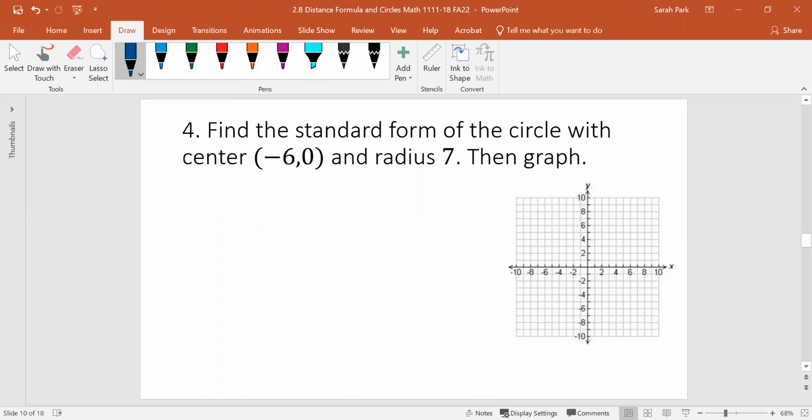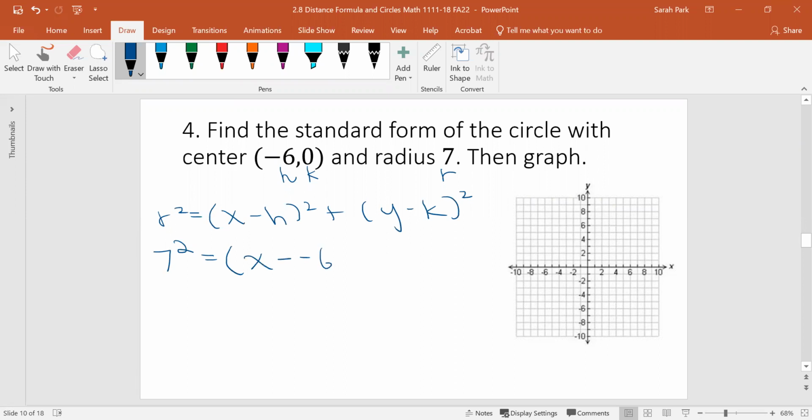Okay, so here we go. I hope you had a chance to look at it on your own. So here's the center -6, 0. I'm going to label that h, k, and your radius is r. So label that, then we have the standard form. Let me just write it one more time. x minus h squared plus y minus k squared equals r squared. So r is 7, so 7 squared equals x minus h, which is -6, squared, plus y minus 0 squared. The double negative makes that a positive. 7 squared is 49.